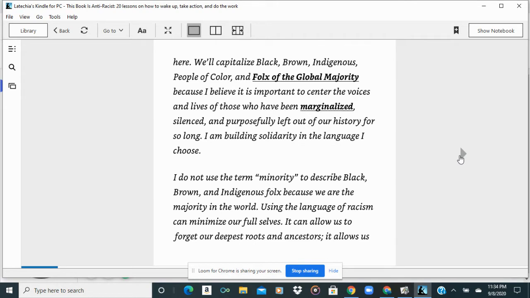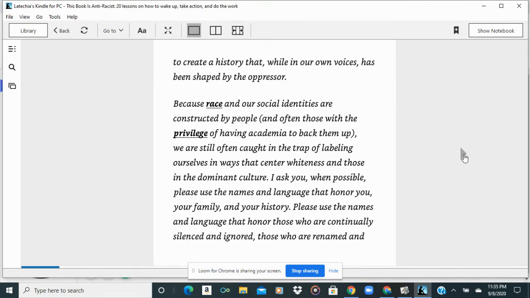I do not use the term minority to describe Black, Brown, and Indigenous folx because we are the majority in the world. Using the language of racism can minimize our full selves. It can allow us to forget our deepest roots and ancestors. It allows us to create a history that, while in our own voices, has been shaped by the oppressor. Because race and our social identities are constructed by people, and often those with the privilege of having academia to back them up, we are often still caught in the trap of labeling ourselves in ways that center whiteness and those in the dominant culture.